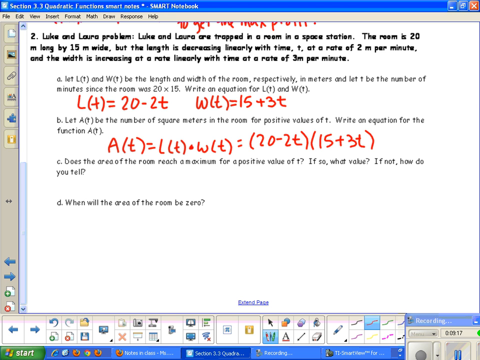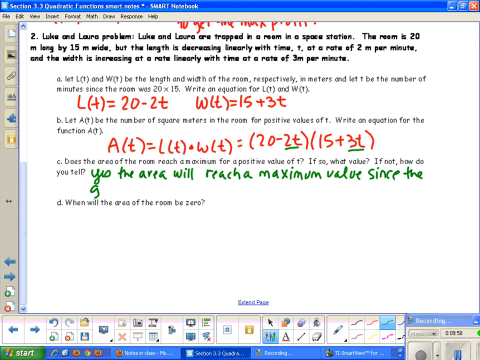Then it says, for C, does the area of the room reach a maximum for a positive value of t? If I were to write this out in polynomial form, I would notice that I have a negative 2t here and a positive 3t here. So I know that my quadratic term is going to be negative, which means my graph is going to be opening downwards. So I would say yes, the area will reach a maximum value since the graph opens down.